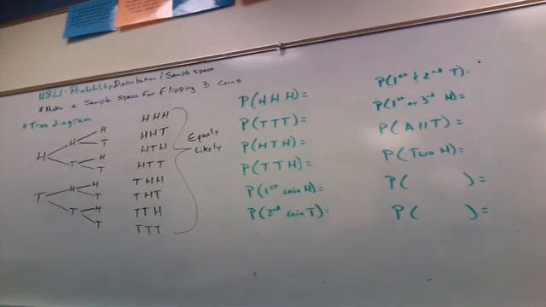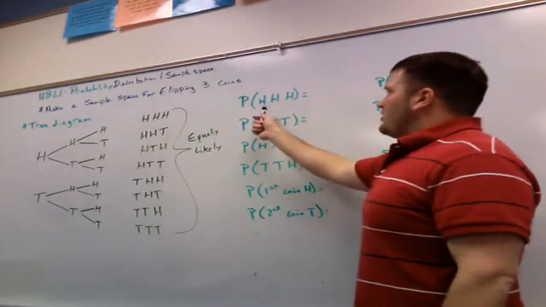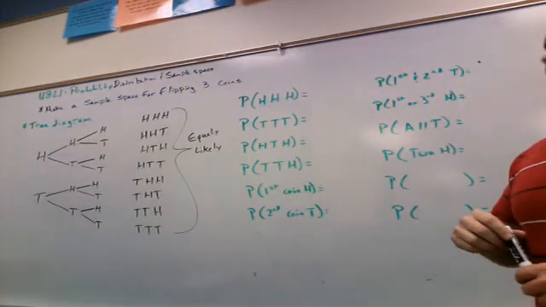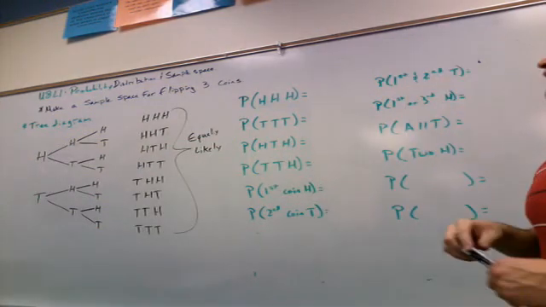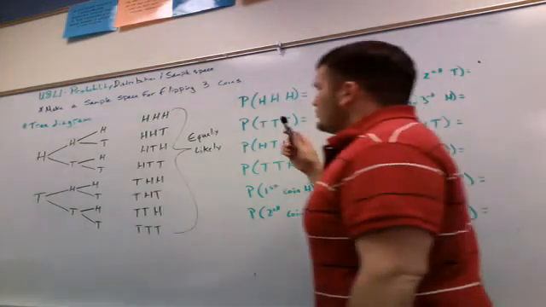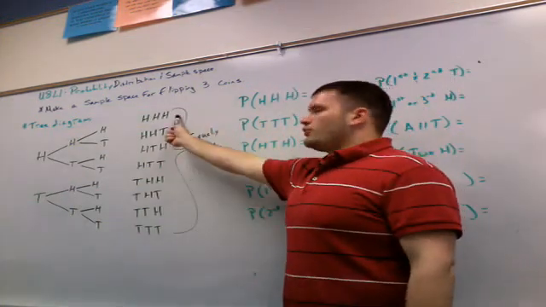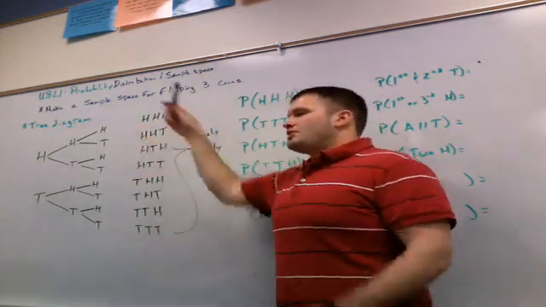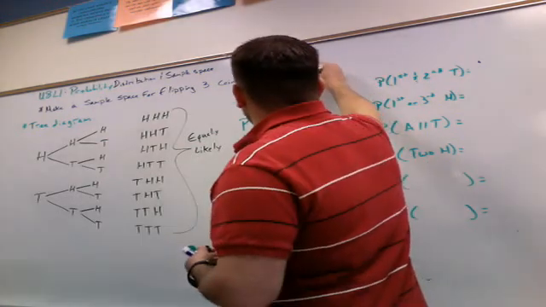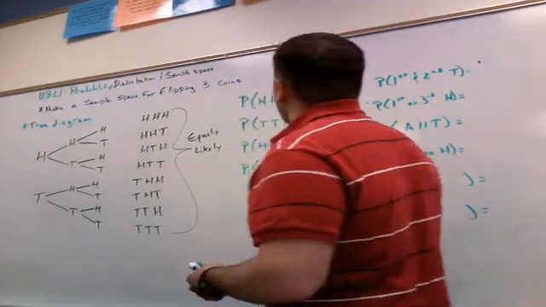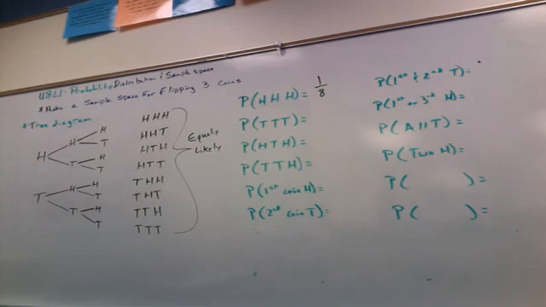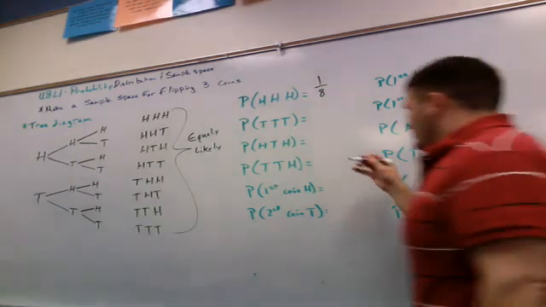Now, using probability notation, what's the probability of getting 3 heads? Christian, how do you know it's 1 out of 8? There's only 1 way to get 3 heads, and how many total outcomes? 8. So our probability is 1 out of 8. What's the probability of 3 tails? 1 out of 8.